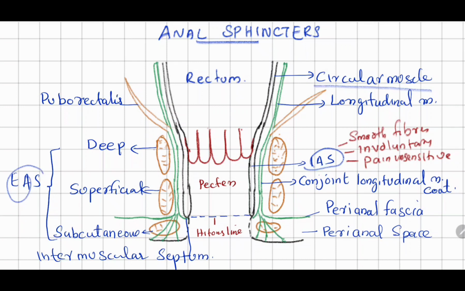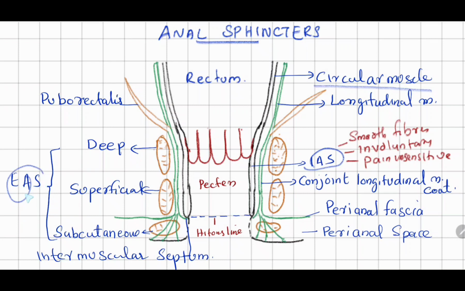This internal anal sphincter does not extend throughout the length of the anal canal. It covers the upper 3/4 of the anal canal. You can see the lower part, there is no internal anal sphincter. So remember, the internal anal sphincter covers only the upper 3/4 of the anal canal and extends up to Hilton's line, the white line of Hilton over here.